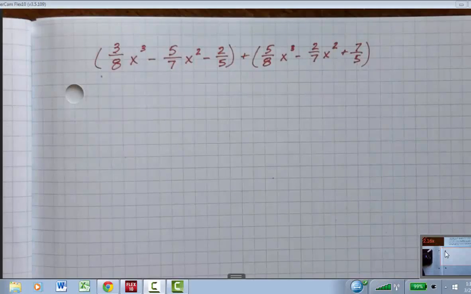In this problem, we're going to be adding two polynomials. It just happens to be that these two polynomials have fractions involved in them, but it's the same as when we have integers, in that we're going to be looking for those that have like terms.